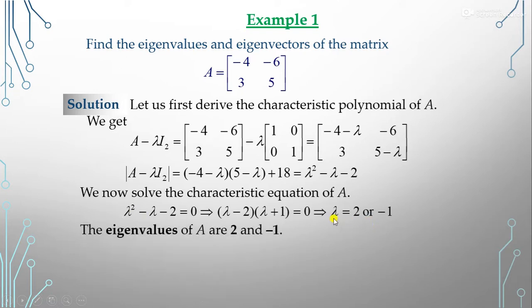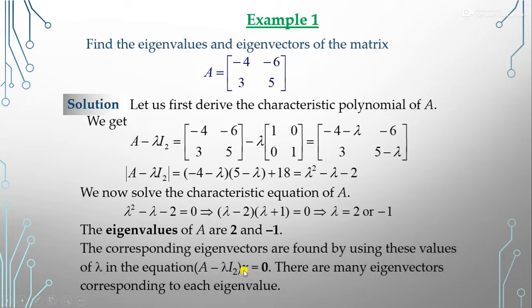Now our eigenvalues, because I told you that lambda represents the eigenvalues of the matrix. So the eigenvalues of this matrix A are 2 and minus 1. These are the eigenvalues. Now we need to find the eigenvectors. So we find the corresponding eigenvectors for both of these eigenvalues, 2 and minus 1, and we use A minus lambda I times x is equal to 0.